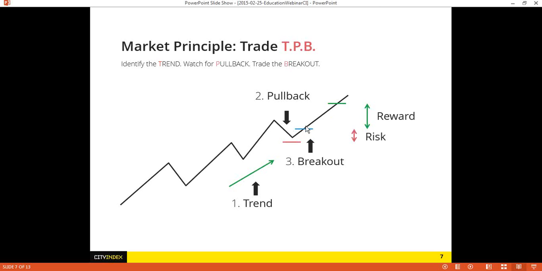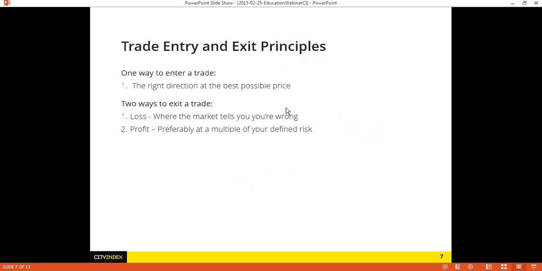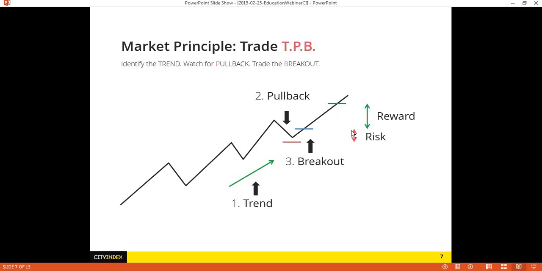So here is my risk. Once you have this breakout, you have your risk. This red line right here is where I place my stop loss, or where I want to get out manually if I choose to do so. And once you have those two levels, the entry and the loss exit, there you have your defined risk, okay? And then from there you could define your reward. So this goes back to my previous approach just now, where I talked about the entry and exit principles, okay? So the loss is where the market tells you you're wrong, and the profit is preferably in a multiple of your defined risk, and that's it right there. Okay, so trend, pullback, breakout.